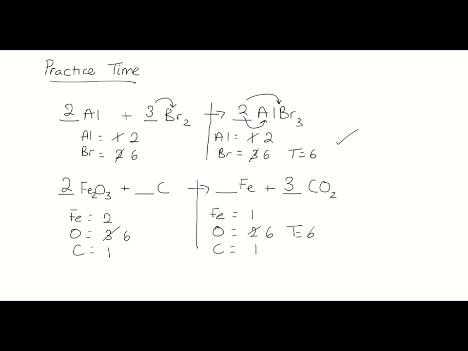Let's have a look on the right hand side as well. I did introduce a change. I put the 3 here in front of the 2 oxygens to get 6 oxygens, but by putting that 3 there, I'm also doing the 3 times the 1 of the carbon, so I've now got 3 carbons.